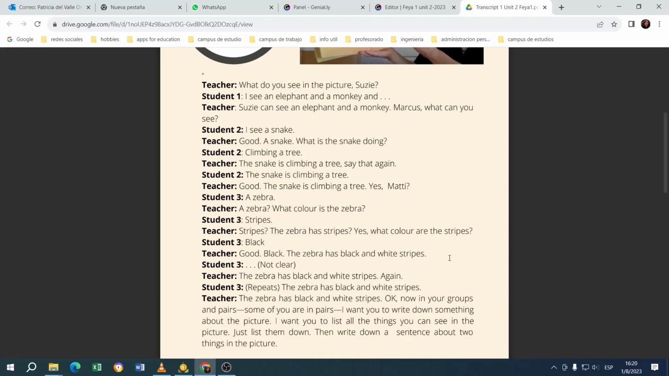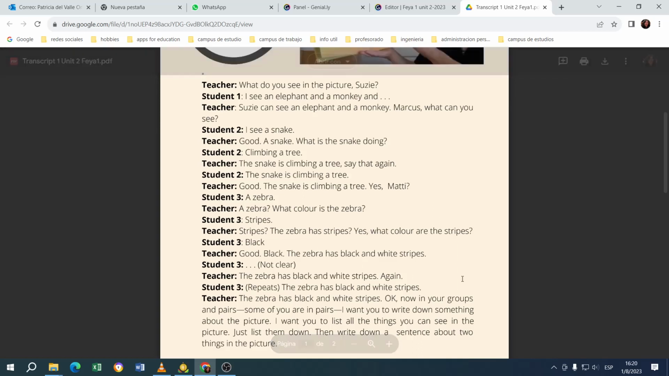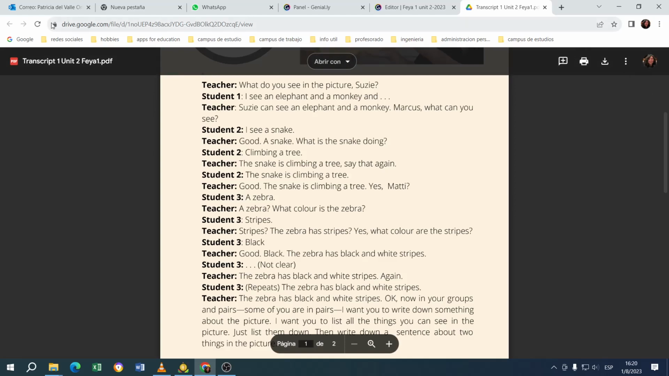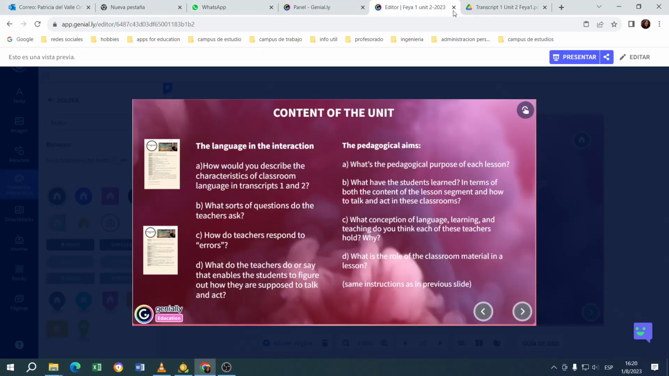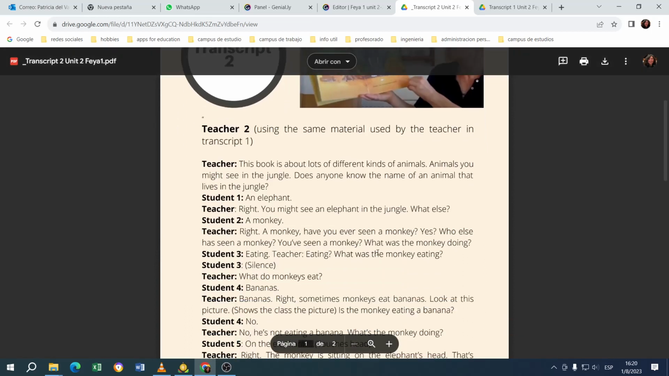Stripes. And so on. Well, yes, the student says stripes, and the teacher offers this reformulated version of the answer. Stripes, the zebra has stripes? Yes. What color are the stripes? And that's how she goes on with this lesson.